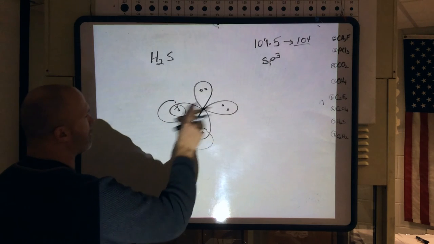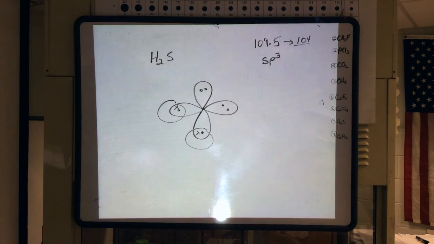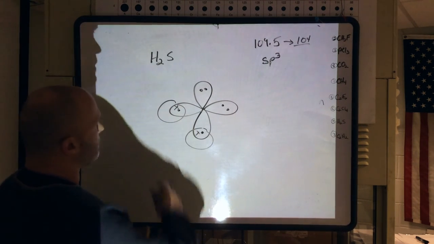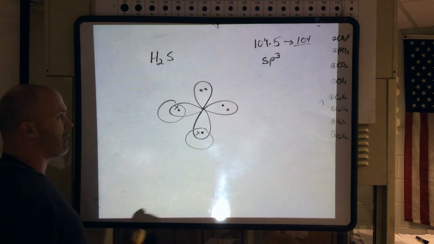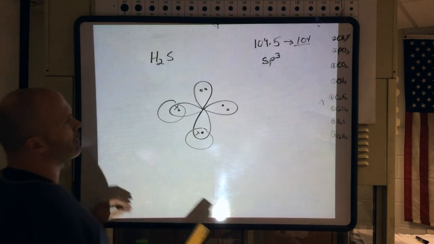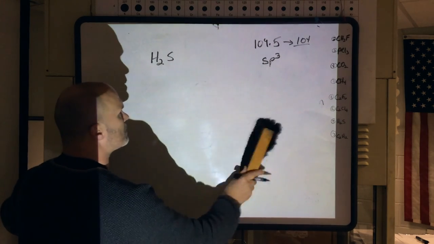SP3, SP3, SP3, just S. Okay, so pretty simple. It's a bent molecule, and this bent molecule is asymmetrical, so this molecule would be polar. All right, let's do number 5, C2F6.